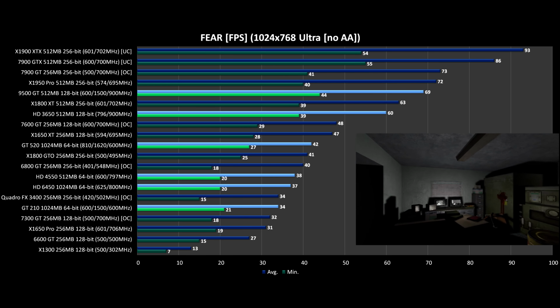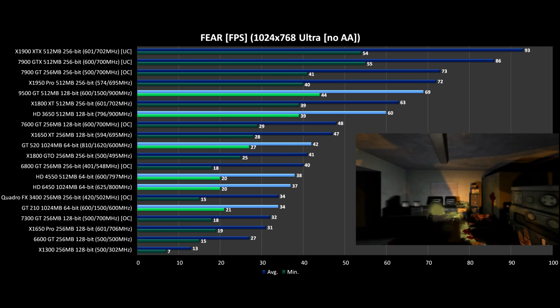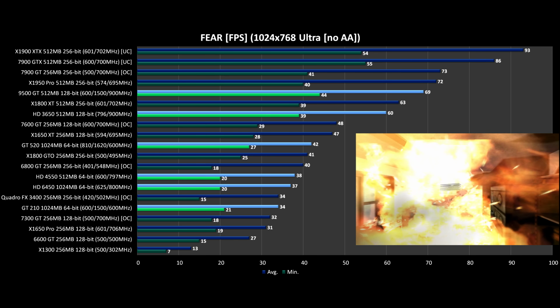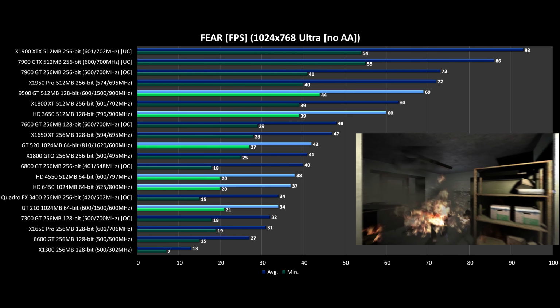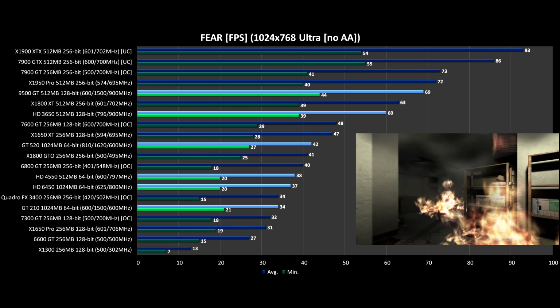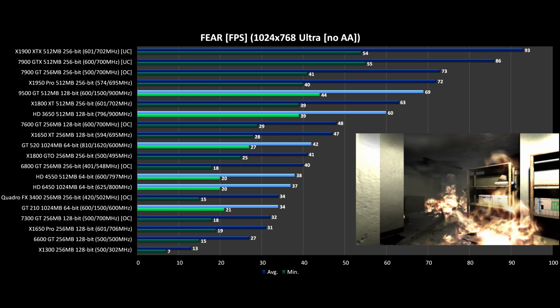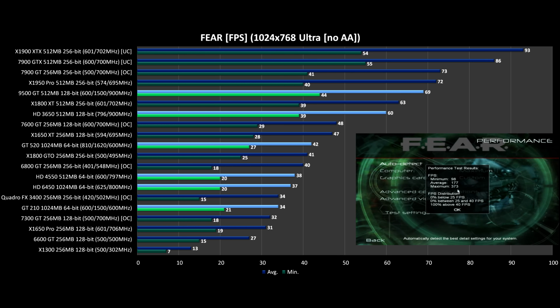Top cards are separated by a noticeable performance jump from slower ones. 9500 GT is almost as fast as X1950 Pro on average and beats it in minimums by a solid 10%. This was the last game I tested. Next up is the geometric mean of all games and summary and conclusion.